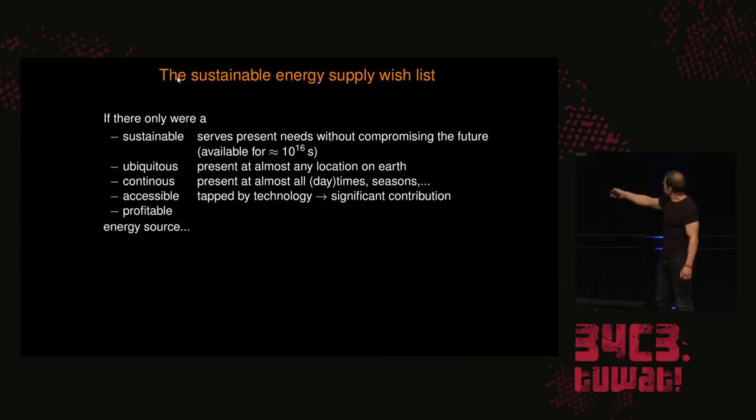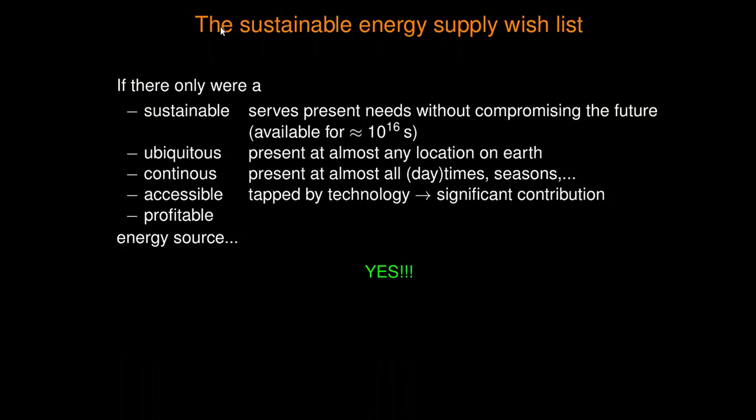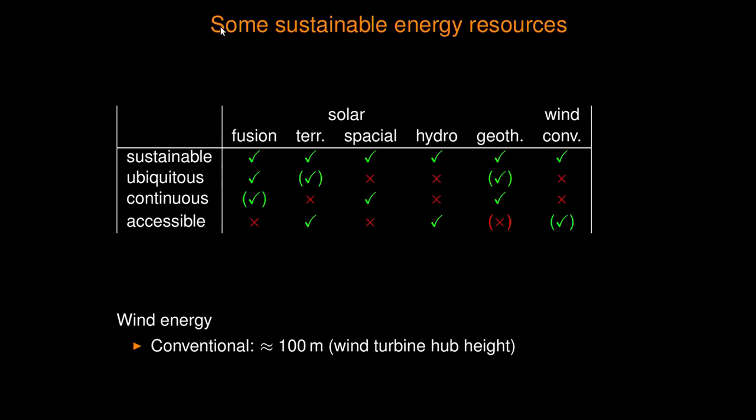It should be continuous, meaning it should be present at almost any daytime and seasons, so that we can plan what we produce. And of course, it should be accessible, meaning it can be tapped by the technology and lead to a significant contribution to our energy mix. And profitable should, of course, also be. So does it exist? And the answer is yes, and I want to show that this airborne wind energy can be a big part of it.